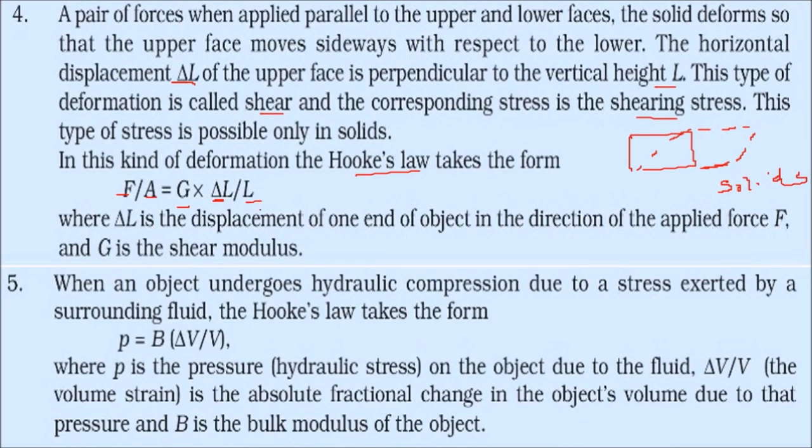Original length is this. When an object undergoes hydraulic compression due to stress exerted by the surrounding fluid, the fluid also exerts some pressure. So Hooke's law takes the form P equals B delta V by V. P is the pressure, which is the hydraulic stress on the object due to the fluid. Delta V by V is the volume strain, the fractional change in the object volume due to the pressure. And this B is the bulk modulus of the object.